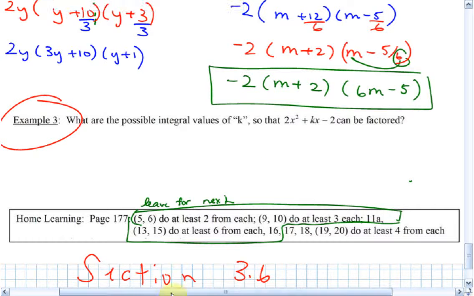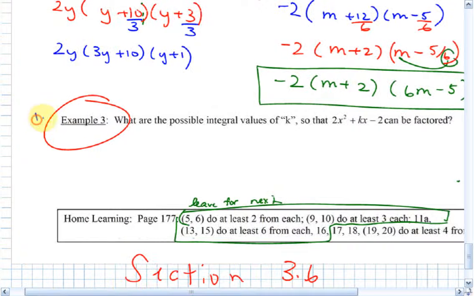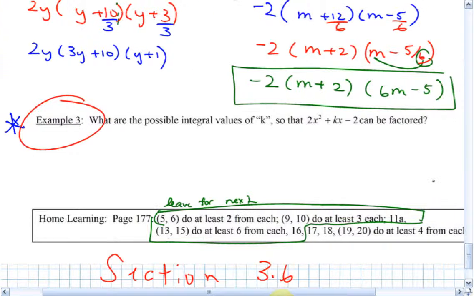The reason why I wanted to do this question with you is because I saw this question on last year's provincial exam. Okay, so this was an actual provincial exam question. So I thought I'd go over this with you so that you can get the right answer when you do your provincial exam. Okay, this is that factoring stuff we did.